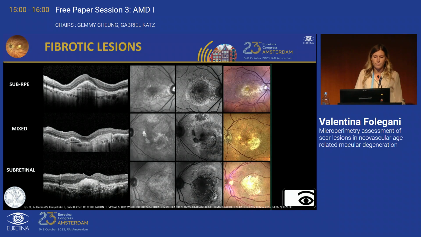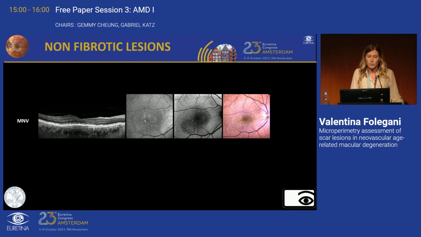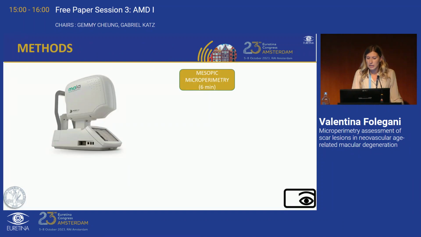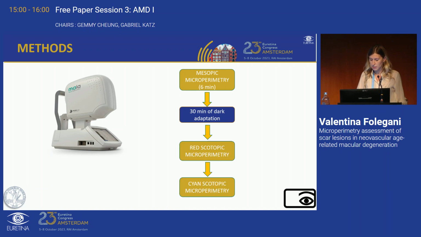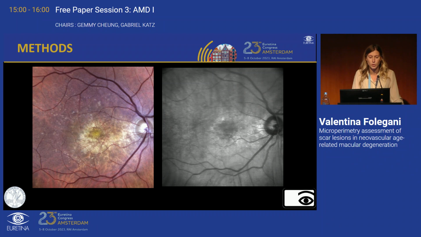All the patients with fibrotic lesions were then divided into three subgroups according to the location of fibrosis at the OCT. We had the subgroups with patients with sub-RPE fibrosis, patients with mixed fibrosis, and patients with subretinal fibrosis. For each patient, we did the multimodal imaging. And on the other side, we had the patients with no fibrotic lesions, and so just with macular neovascularization. Each patient did first the mesopic microperimetry, and then after 30 minutes of dark adaptation, the red scotopic and the scotopic microperimetry.